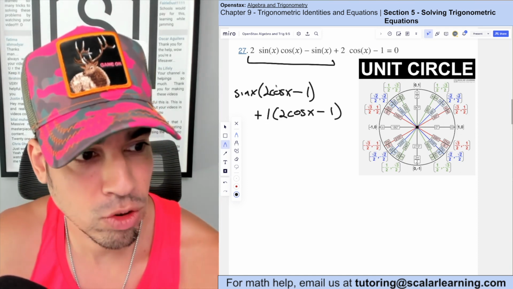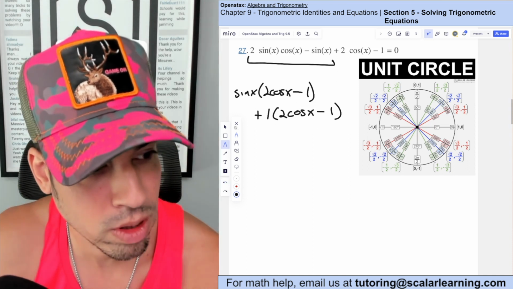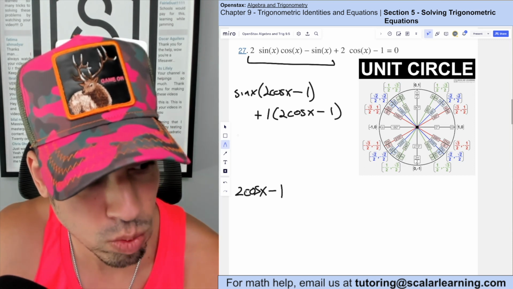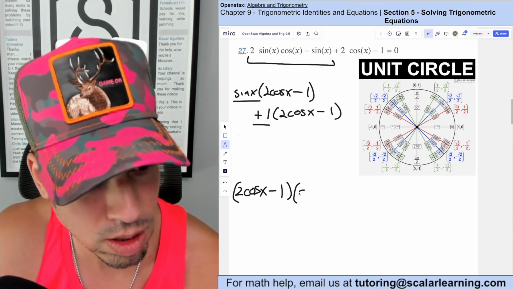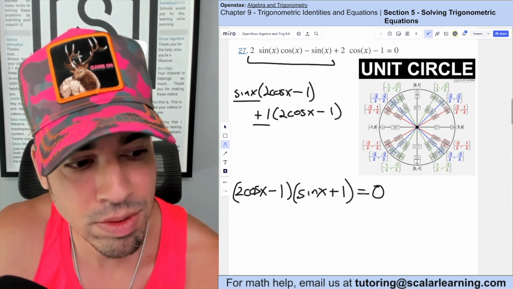Now I can do my factoring by grouping because I have this and this in two places. So I can pull that out. Let's say I have a little bit more room. And then I have 2 cosine x minus 1 pulled out, and I have sine of x plus 1 left in the other parentheses. That's how factoring by grouping works. Now we've got this all equal to 0.